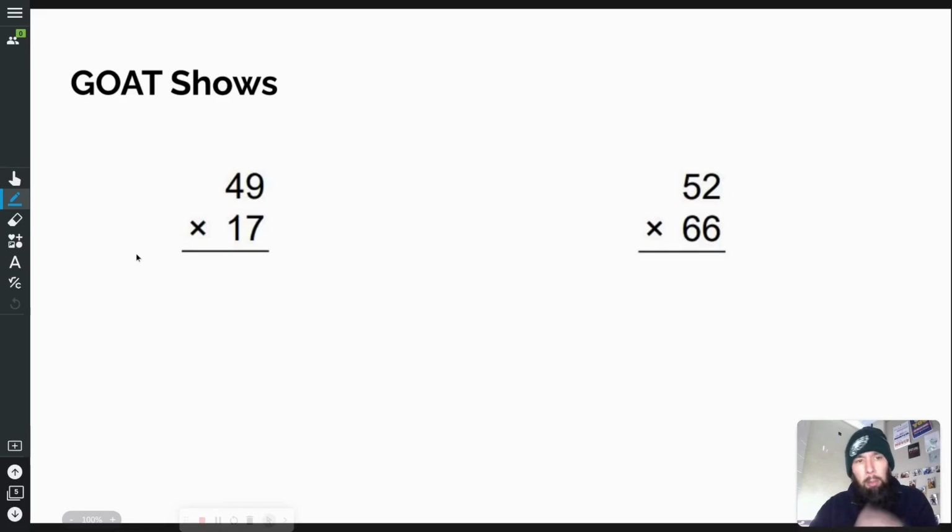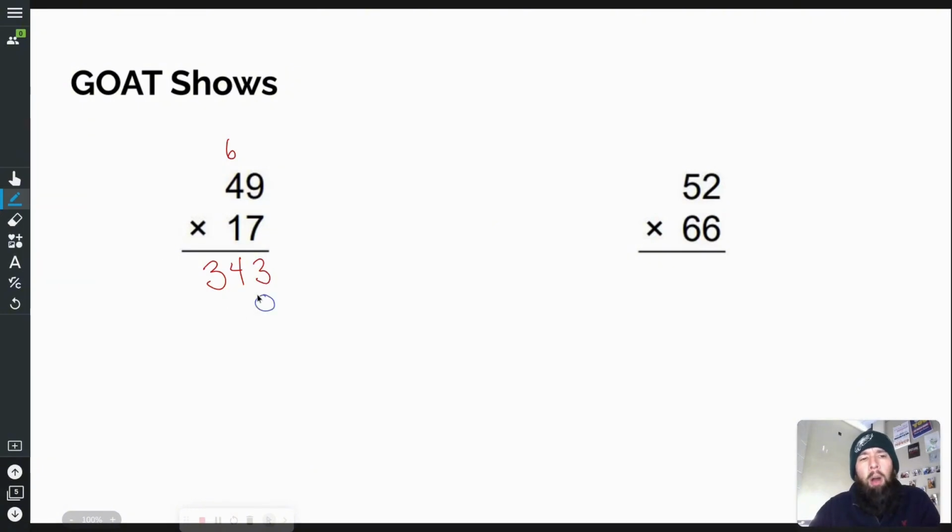Let's ugly these numbers up a little bit, shall we? Let me get some colors too. 7 times 9 is 63. So let's put the 3 there, carry over a 6. 7 times 4 is 28. 28 plus 6 is 34. So we're going to write out 34 just like that.